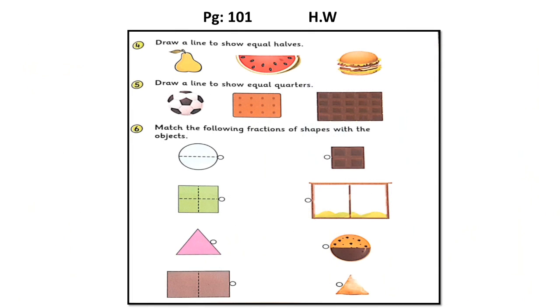Okay, now open page 101 and note down the homework. You have to complete question number 4, 5 and 6. In question number 4, you have to draw a line to show equal halves. Draw a line from the center of each figure to show 2 equal halves. And in question number 5, draw a line to show equal quarters. You have to draw 2 lines which make 4 equal parts of the figure.